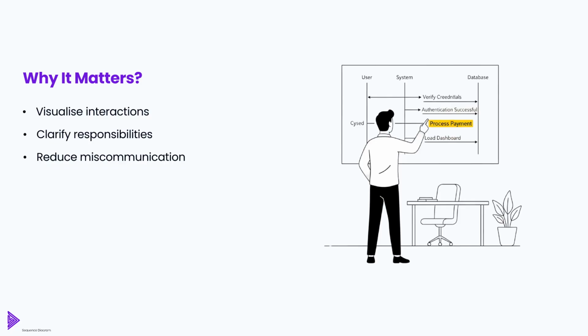Why does this matter? In complex systems, multiple actors interact in a sequence that's hard to follow through text alone. Sequence diagrams provide a clear timeline of messages and actions, making the flow easy to understand. This clarifies responsibilities, ensures everyone shares the same view of the workflow, and prevents misunderstandings that could lead to errors during development or implementation.